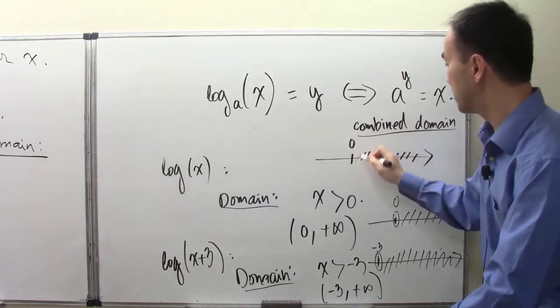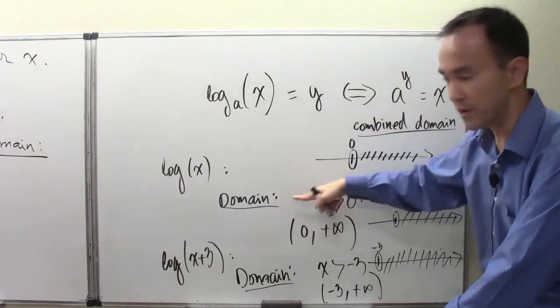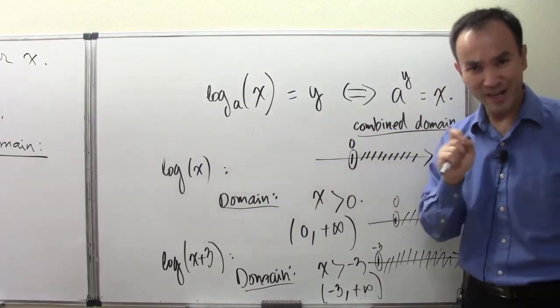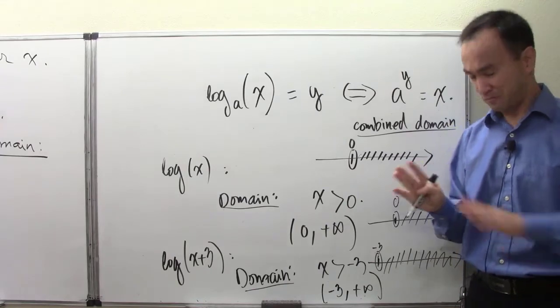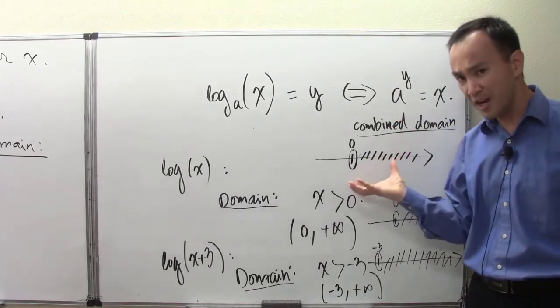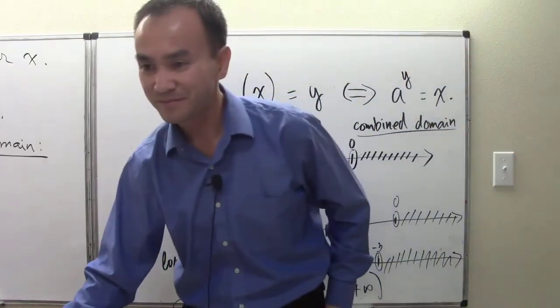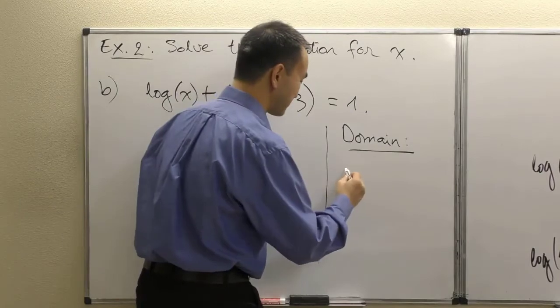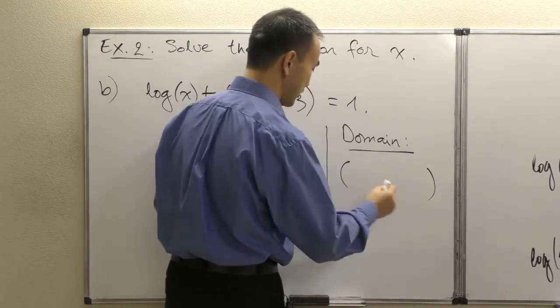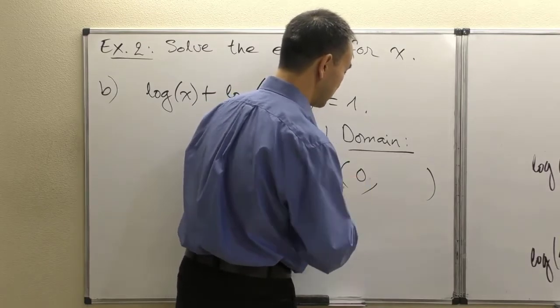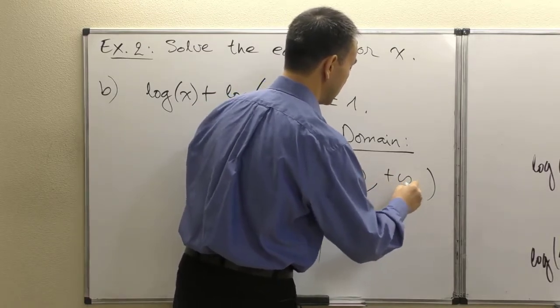So the combined domain happens to be the same as the domain for that term right here. Now this graph represents the combined domain. That's how I see it, and that's how I explain it. So with all the log terms here, the combined domain has to be anywhere between 0 and positive infinity.